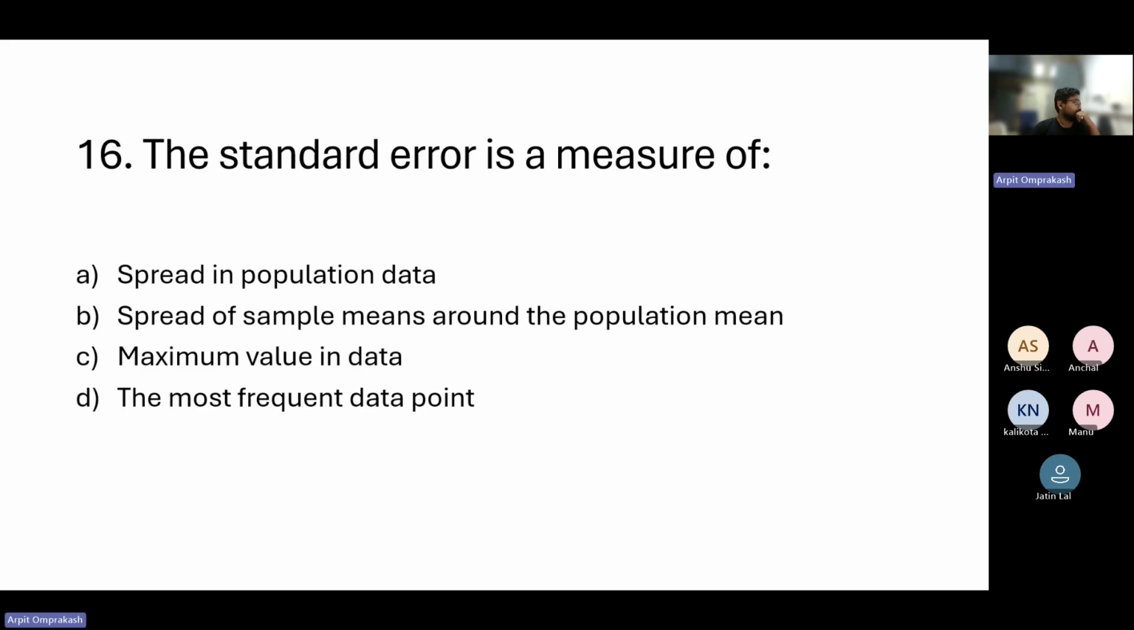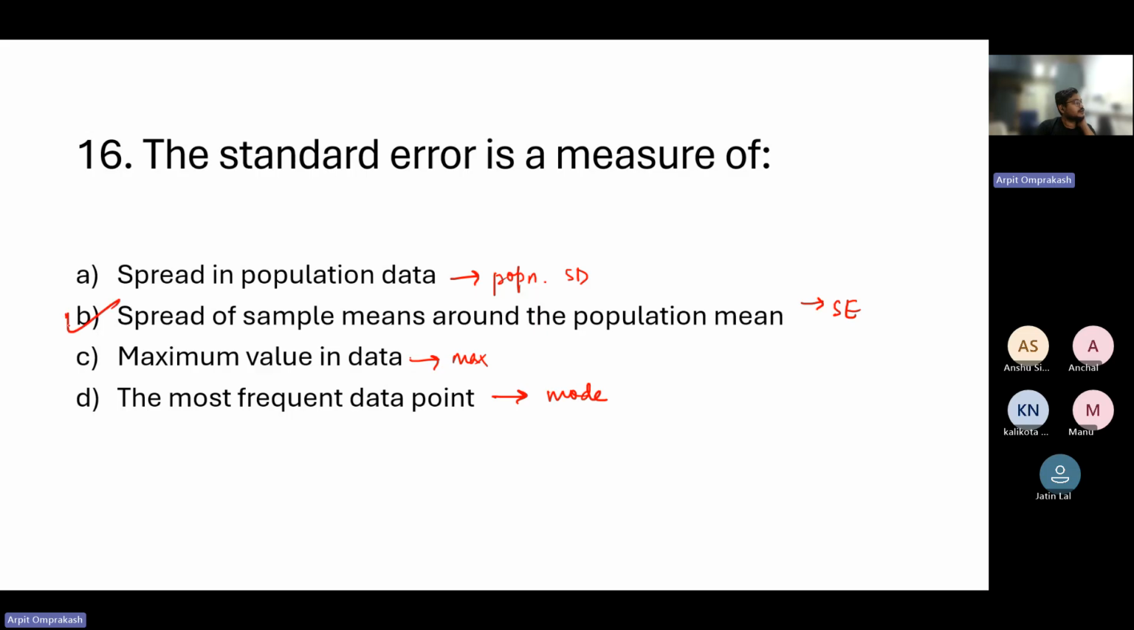Next question is, the standard error is a measure of A, spread in population data, B, spread of sample means around the population mean, C, maximum value in data, and D, most frequent data point. So the maximum value in the data is the maximum value. It is not the standard error. The most frequent is the mode. The spread in population data is the population standard deviation, right? So the standard error is basically this.